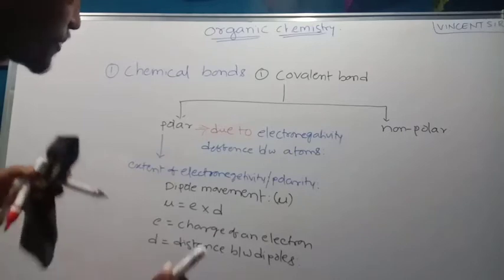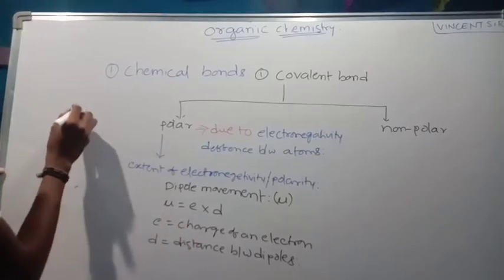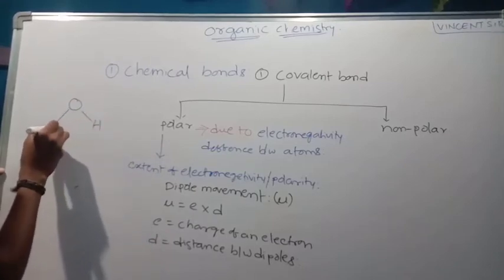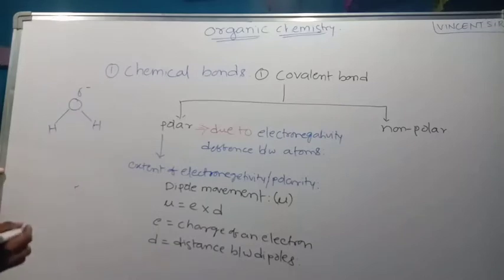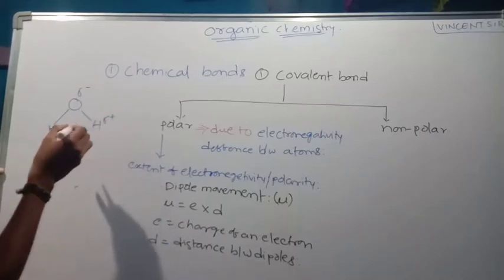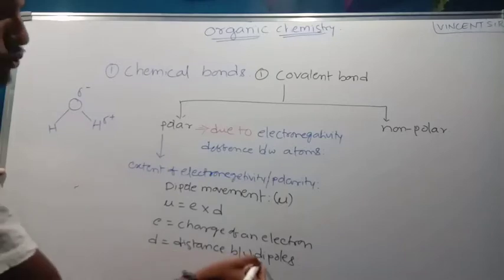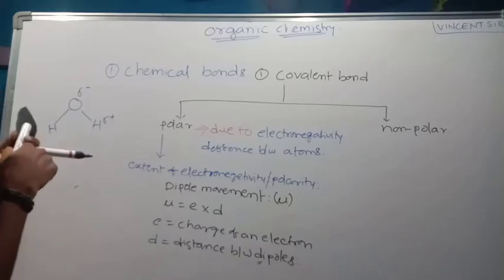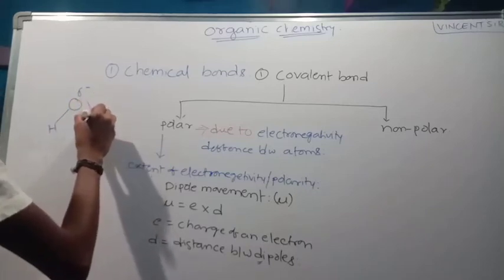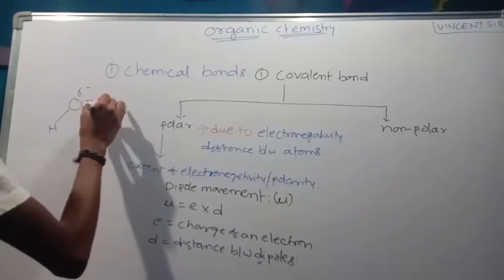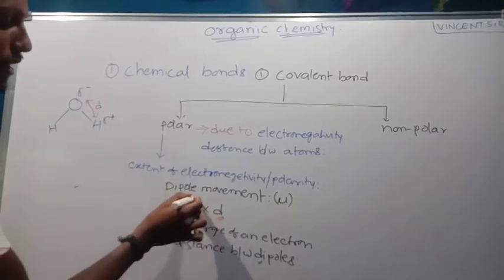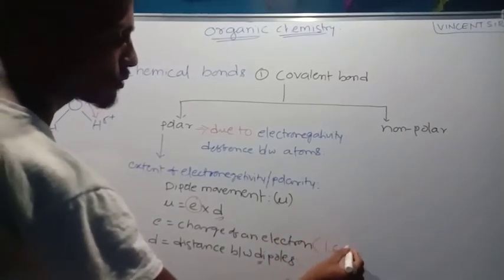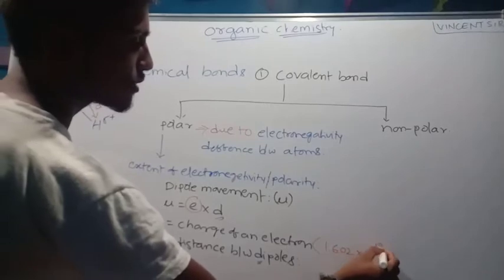What does this distance mean? Let's consider an example, water. This is partial negative charge, this has partial positive charge, and di means two, poles means charges. The distance between these two charges is calculated, and e is the charge of an electron, 1.602 into 10 to the power of minus 19 coulombs.